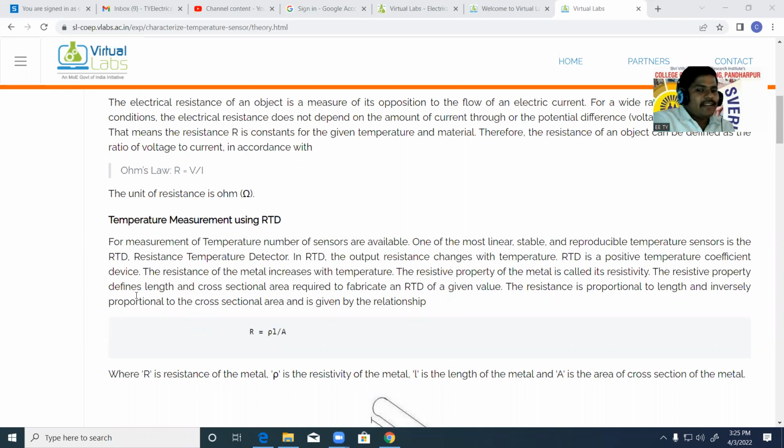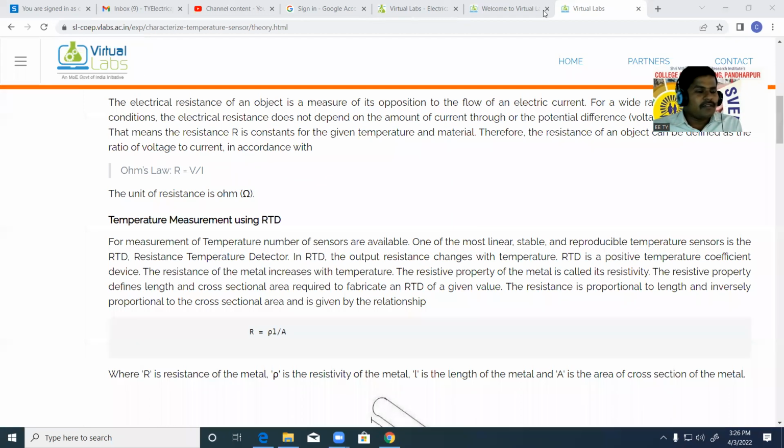In an RTD, the output resistance changes with temperature. Any material's resistance will change, either it may reduce or it may increase, depending upon the material, but it will change with the given temperature. Temperature वरती resistance काय होतं त्याचा change होतो.